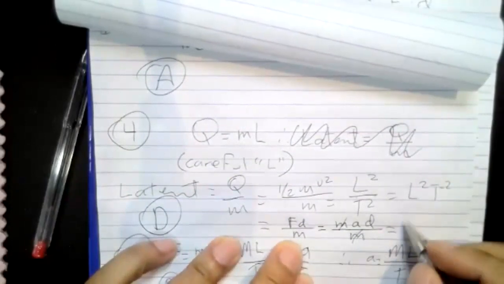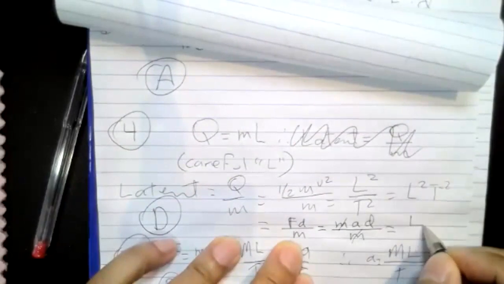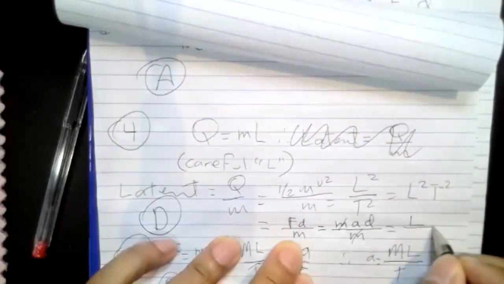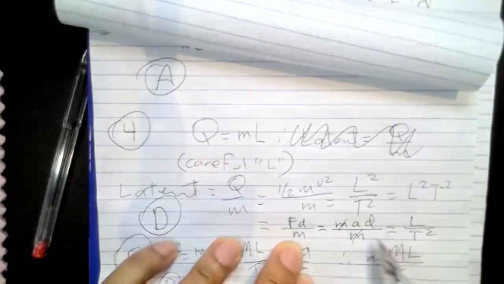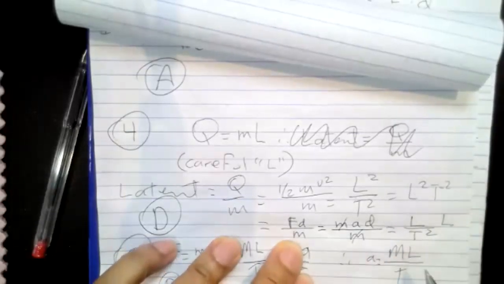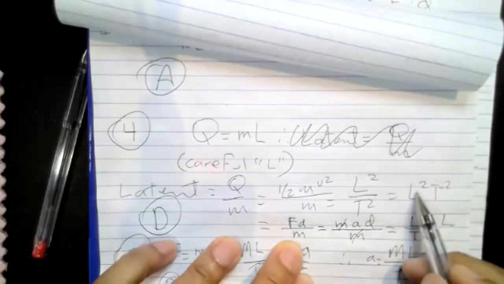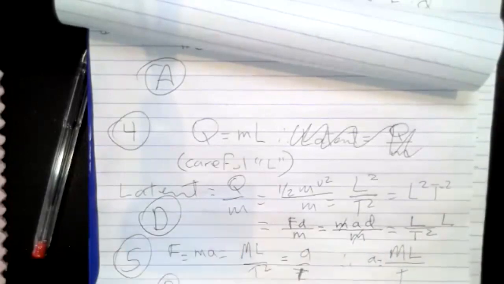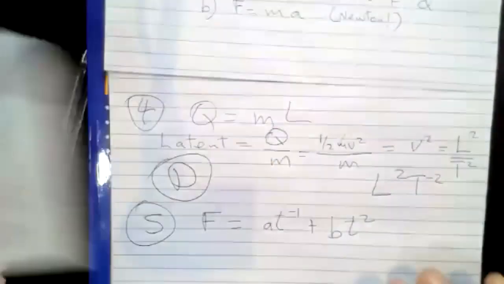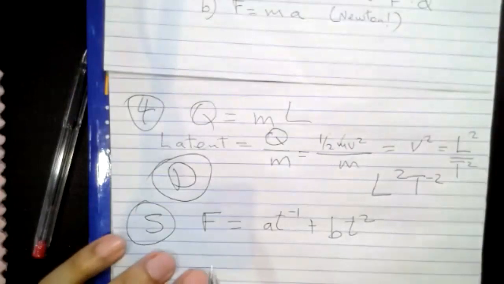Well, what's acceleration? Acceleration is meters per second squared, L over T squared. And then what's distance? It's L. So we have L times L is L squared over T squared, T to the -2. So you get the same thing. Okay, so we have force is equal to this.